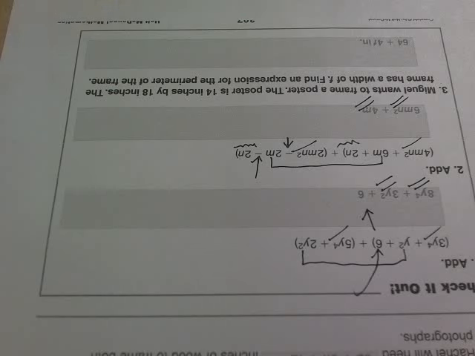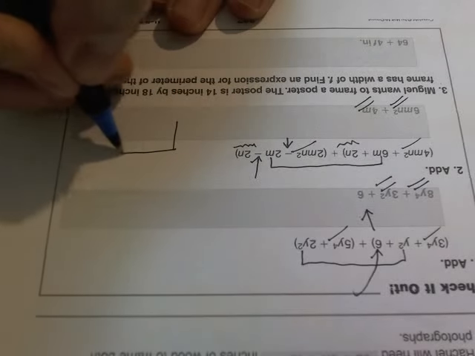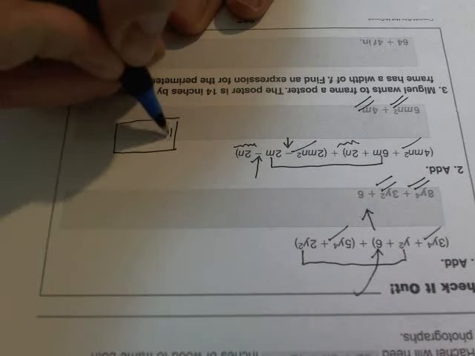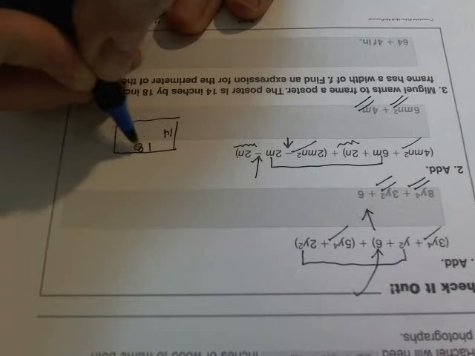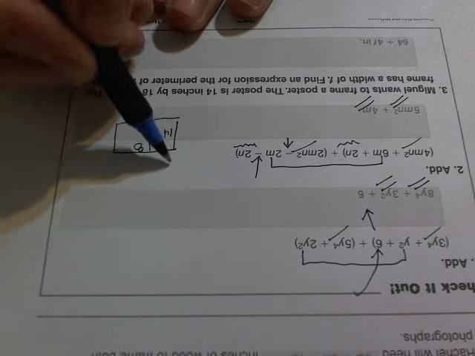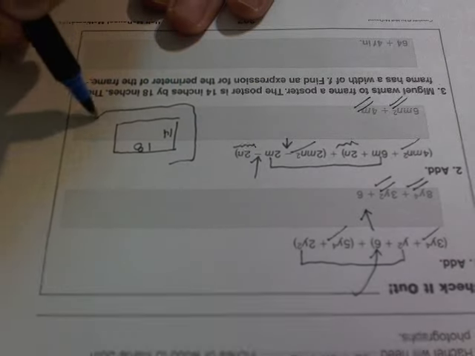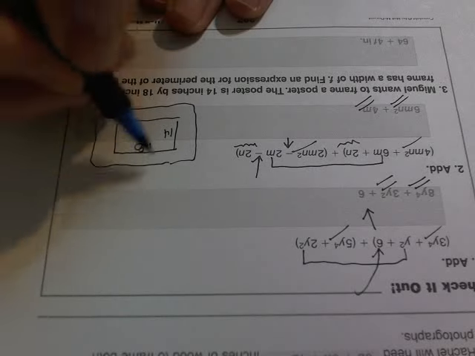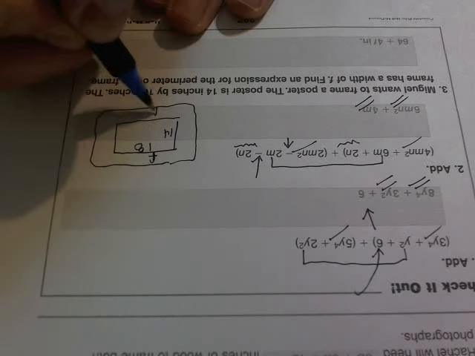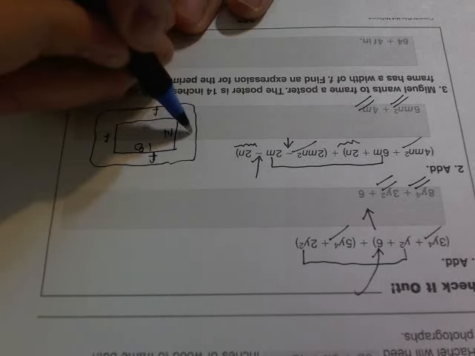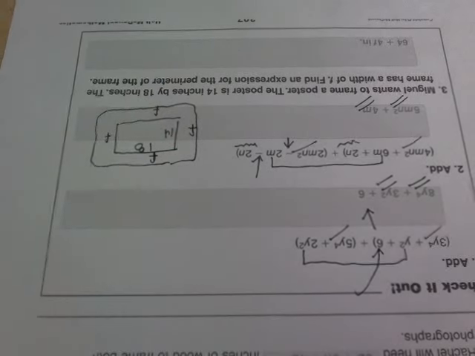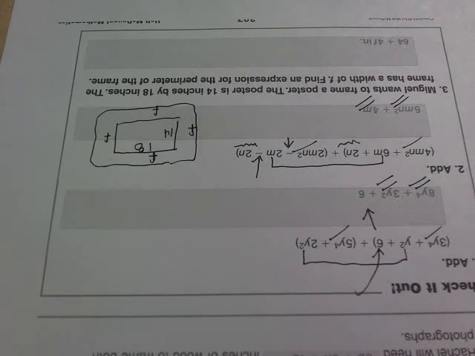All right, number 3. Miguel wants to frame a poster. The poster is 14 inches by 18 inches. And then they're going to put a frame around it. And the piece of wood that's making up the frame is F wide. Find an expression for the perimeter of the frame.